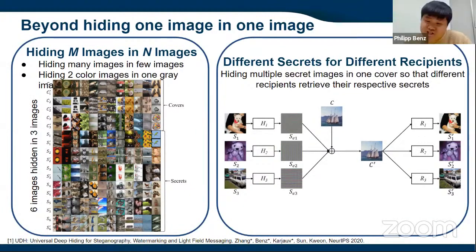Here, for example, we can intentionally leak the wrong revealing network to the third party. So the real hidden information can be S3, but we can intentionally leak R1 or R2 to the third party, to the bad guy, and then he will get the intentionally misleading message.